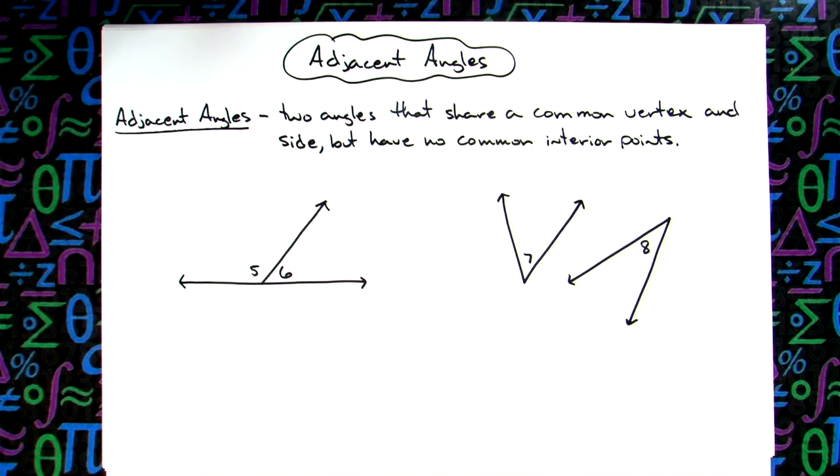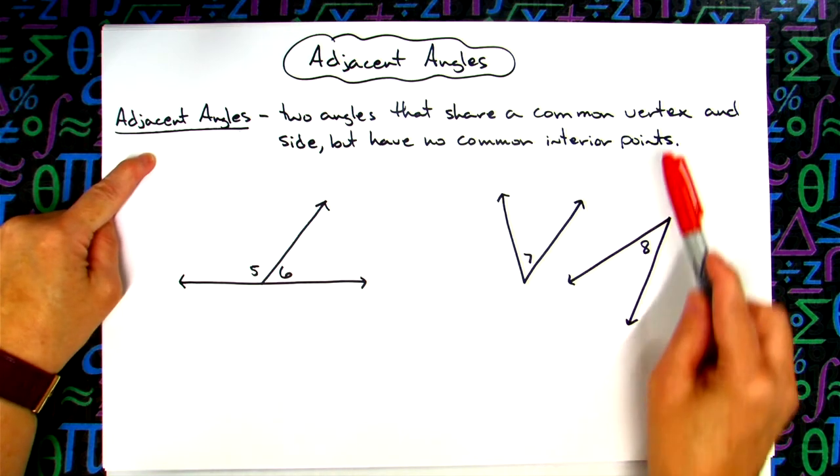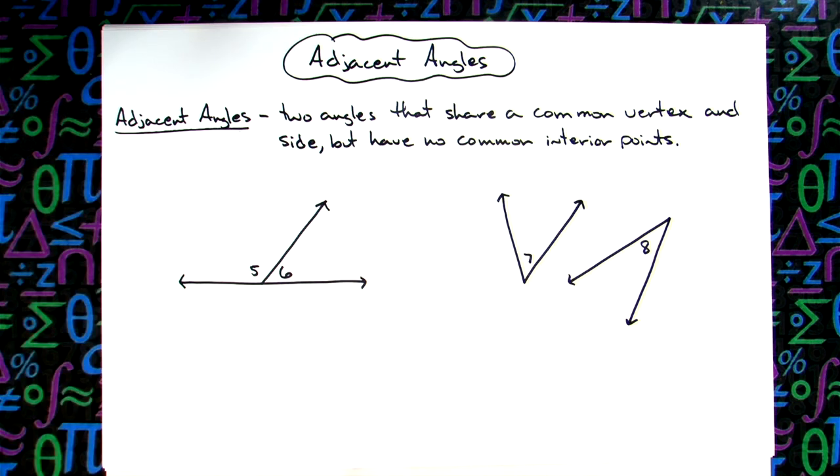In this video, we're going to define adjacent angles and give a couple of examples of what they look like versus what they don't look like. Adjacent angles are two angles that share a common vertex and a common side, but have no common interior points.